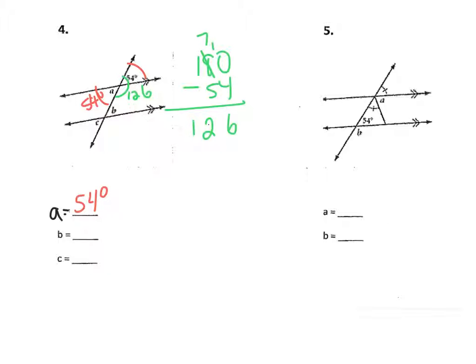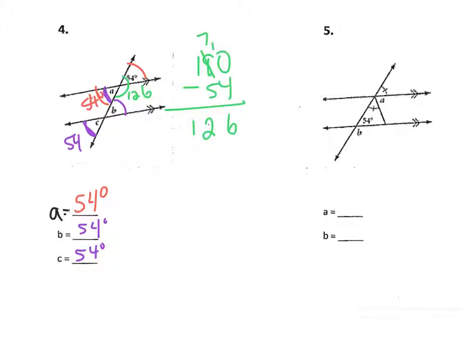So if that's 126 degrees, then I noticed that angle A is the same as angle C. And this is actually something we're going to go into more detail on in 8th grade, but those are called corresponding angles. Notice how they look like the same size. So if A is 54 degrees, then C is 54 degrees. And then C, if that's 54 degrees, is vertical with angle B. So that's also 54 degrees.